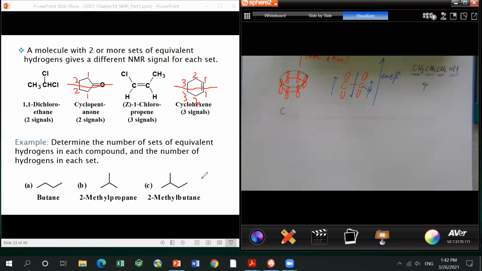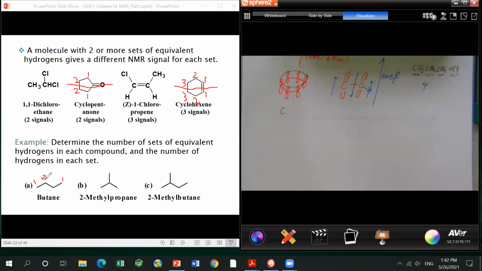How to start? Try it. For example, for this 2 C3, they are related by a symmetry plane and a rotation axis. That means these 2 C3 will have the same signal. Similar thing for this CH2 here.